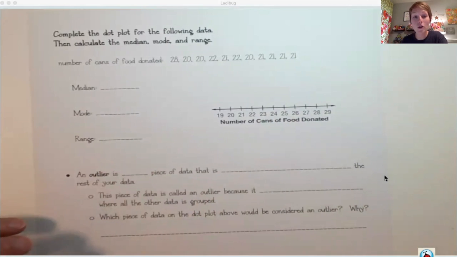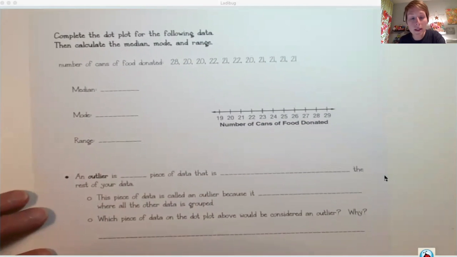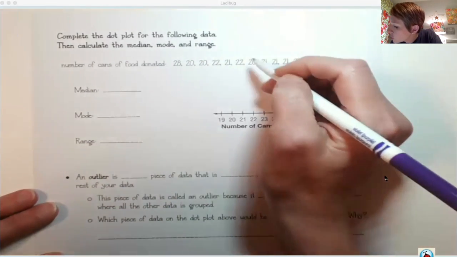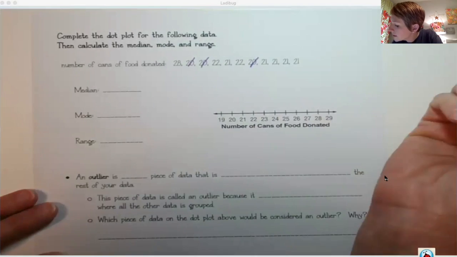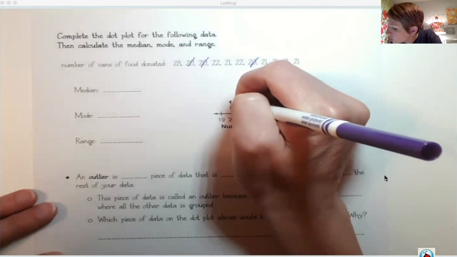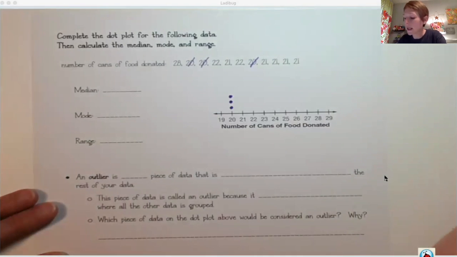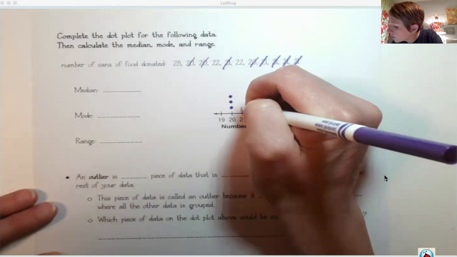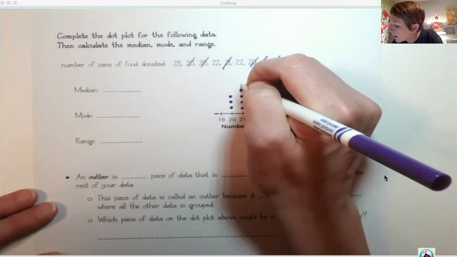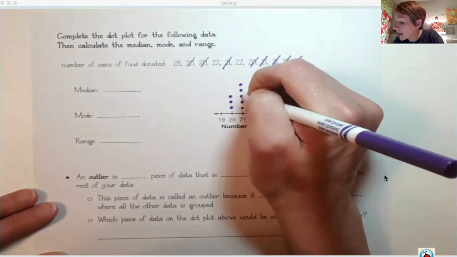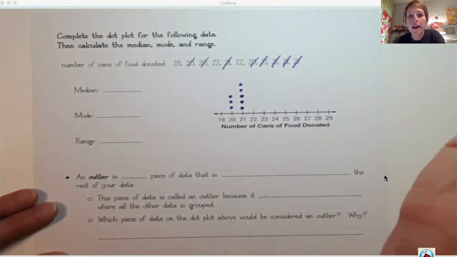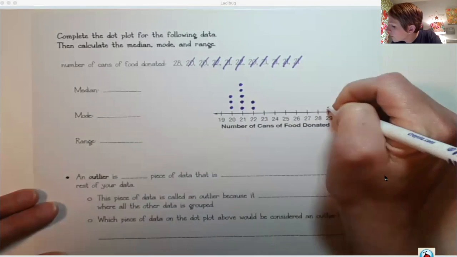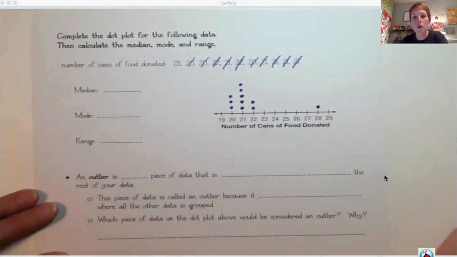All right, hopefully you've made your dot plot for the second page of your notes. I'm going to make mine right now so you can check your work. The smallest number I have up here is 20, and I have 1, 2, 3 20s. So that means I'm going to put 1, 2, 3 nice neat dots above the number 20. I have 1, 2, 3, 4, 5 21s. Notice all my dots are about the same size and are evenly spaced. I have 2 22s. And I have a 28. Okay, so there's all my data.